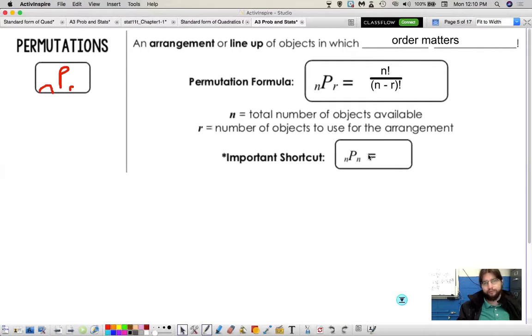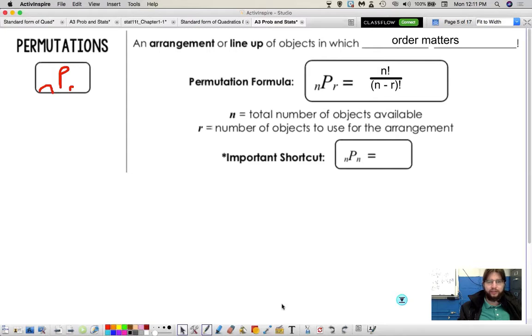Here's the formula. n factorial over n minus r factorial. It's not that bad of a formula, but also the calculator does have a button for it. I'll show you in a second. n is your total, how many things you're looking at. If you've got 27 people, then it would be 27. If you have 27 people and you're trying to find first, second, third place, then r would be 3.